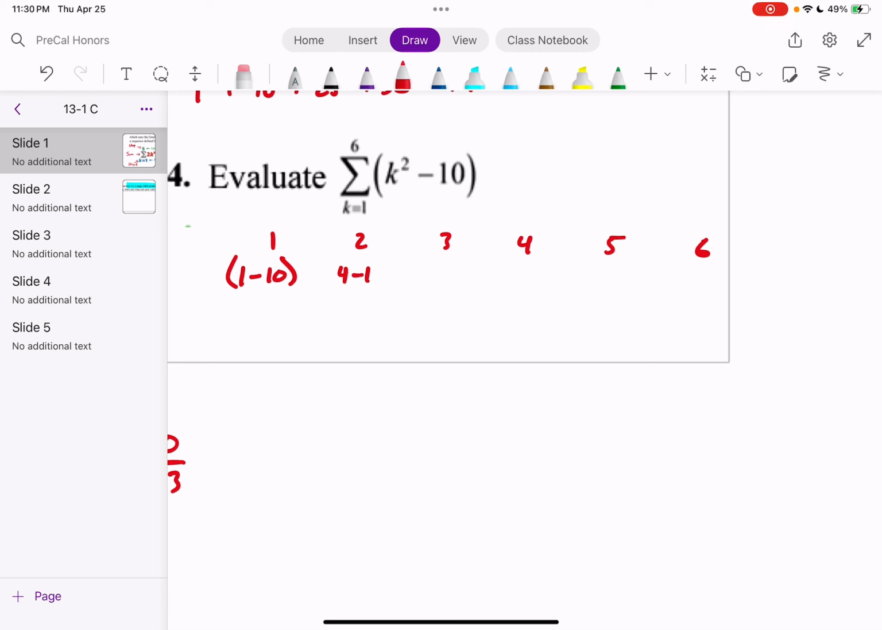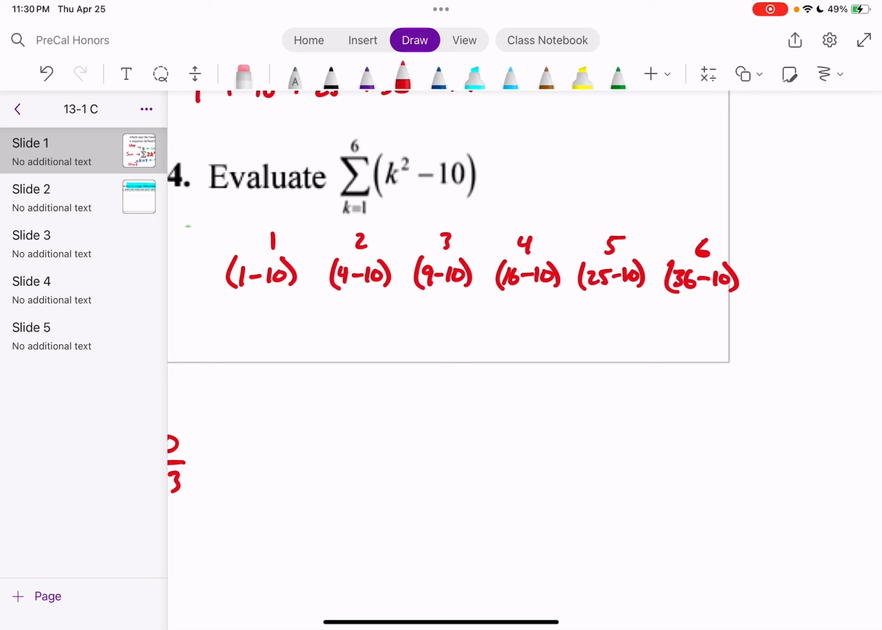4 minus 10. That's coming from 2 squared. 3 squared would be 9 minus 10. 4 squared is 16 minus 10. 5 squared is 25 minus 10. And 36 minus 10.